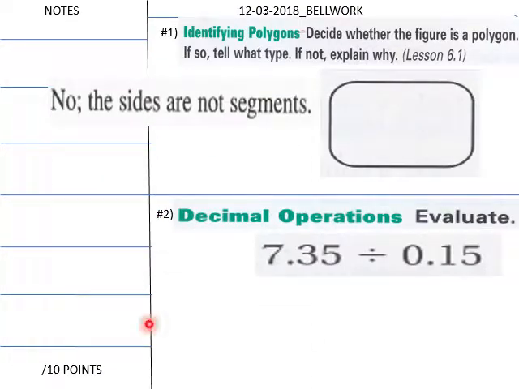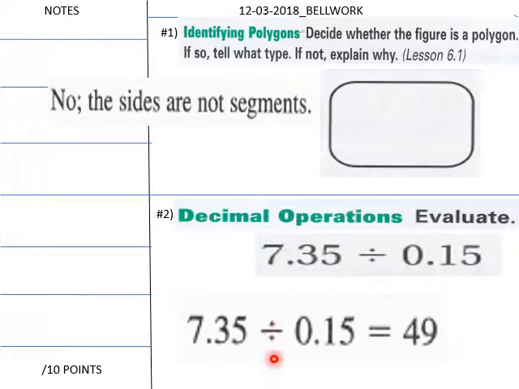Okay, welcome back. No, the sides are not segments. So we have a curvature here, so that would make it not a polygon. And then the 7.35 divided by this would be 49. So that's what you should have gotten, students.